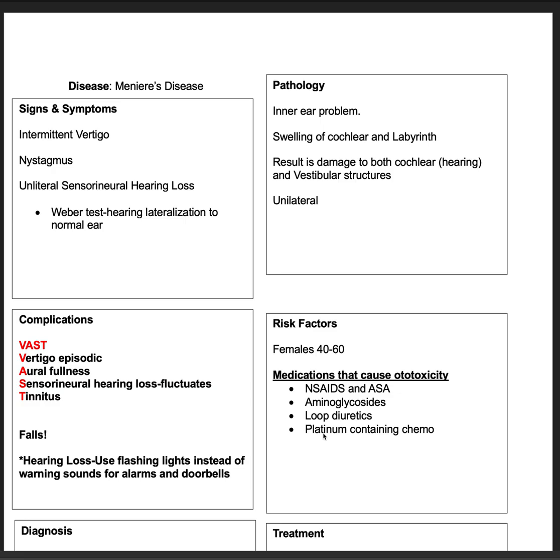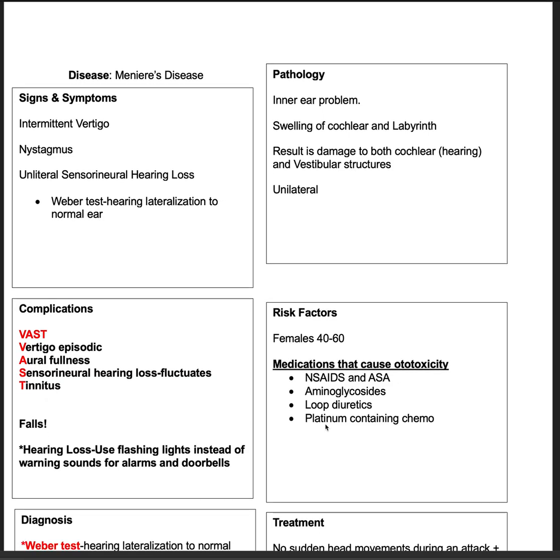NSAIDs and aspirins cause ototoxicity and tinnitus. Loop diuretics, furosemide, ethacrynic acid, and platinum-containing medications like the chemotherapy agent cisplatin. Okay, so those medications are ototoxic. You're going to be tested throughout nursing school about those medications being ototoxic. Okay. And when you're giving medications in clinical, your instructor is going to ask you about that. So you're going to have to know that.